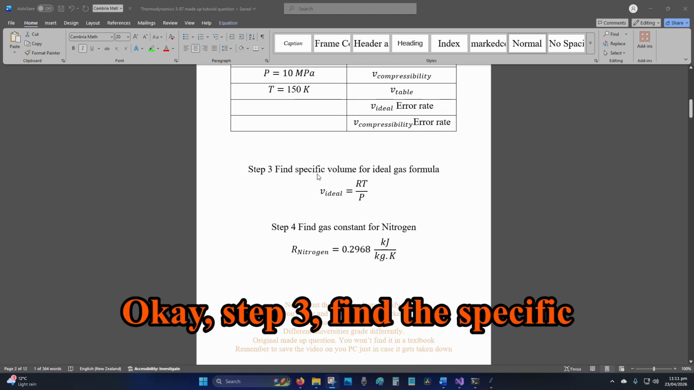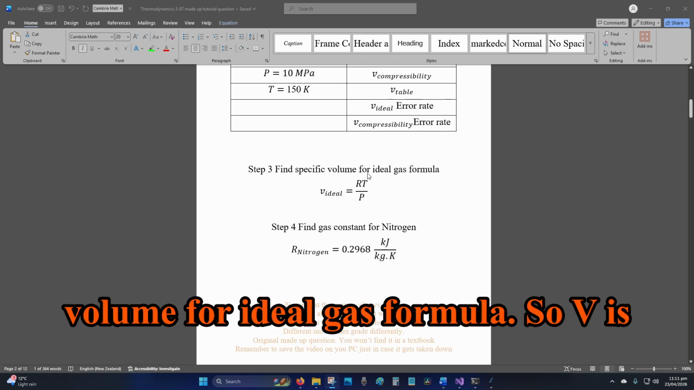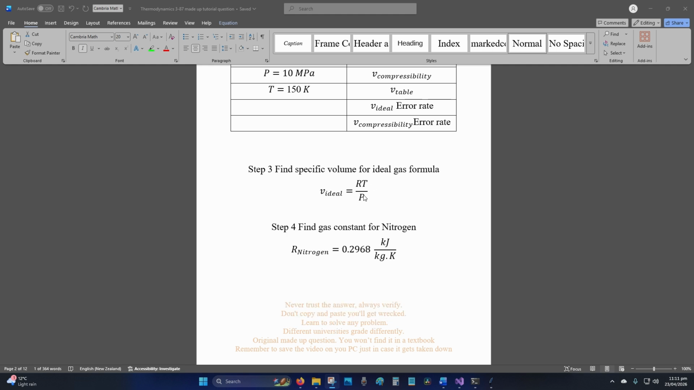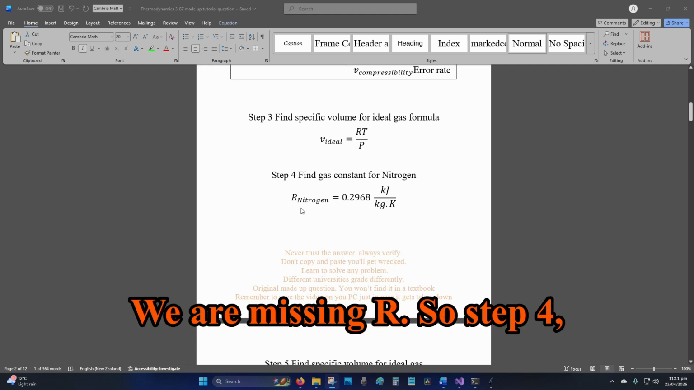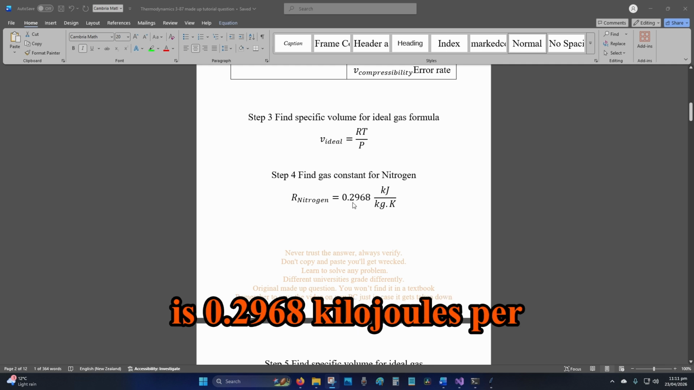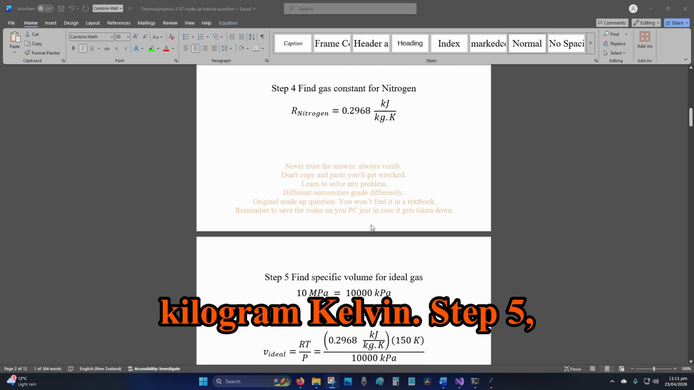Okay, step 3, find the specific volume for ideal gas formula. So v is equal to RT divided by P. We are missing R. So step 4, find the gas constant for nitrogen, which is 0.2968 kilojoules per kilogram Kelvin.